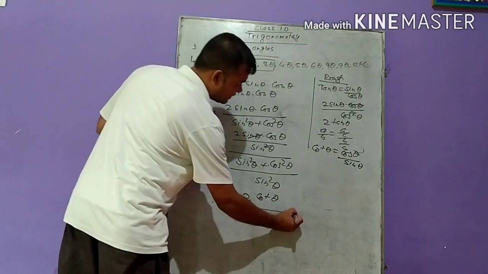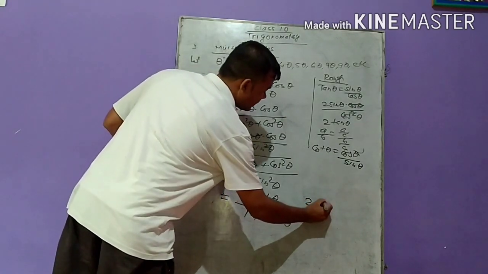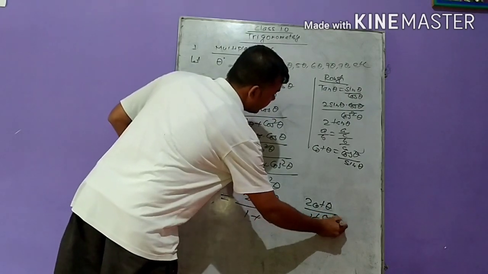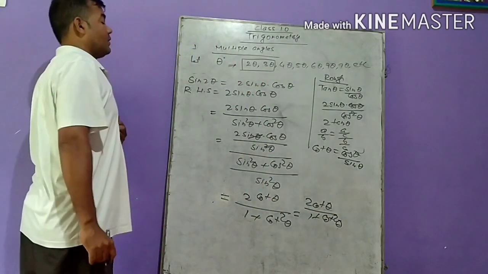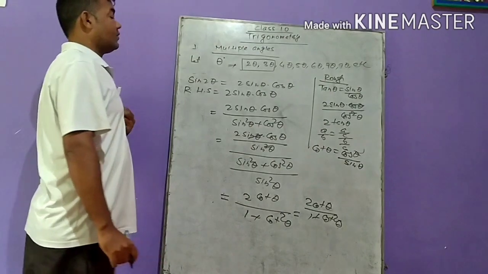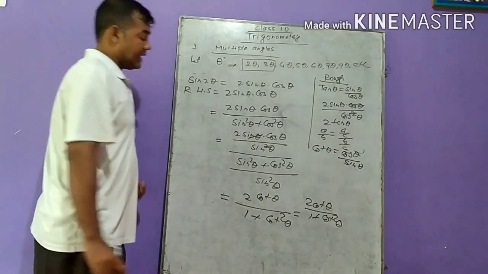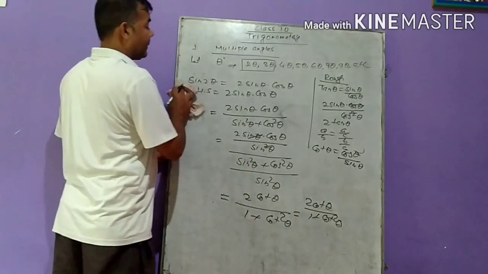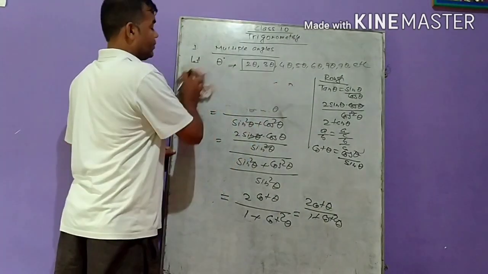So our final relation is what? 2 cot theta upon 1 plus cot square theta. So in this way we can transform this ratio in terms of tan and cot. So now let's make up a list of formulas about sin 2 theta.